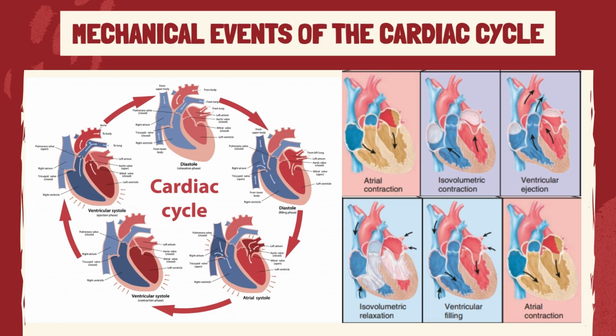The fifth phase is isovolumetric relaxation. After blood is ejected, the ventricle begins to relax. During this phase, all valves are closed and the pressure in the ventricle drops, but no blood enters yet. For the sixth phase, rapid filling, as the pressure in the ventricle falls below that in the atria, the AV valve opens and blood rapidly flows from the atria into the ventricle.